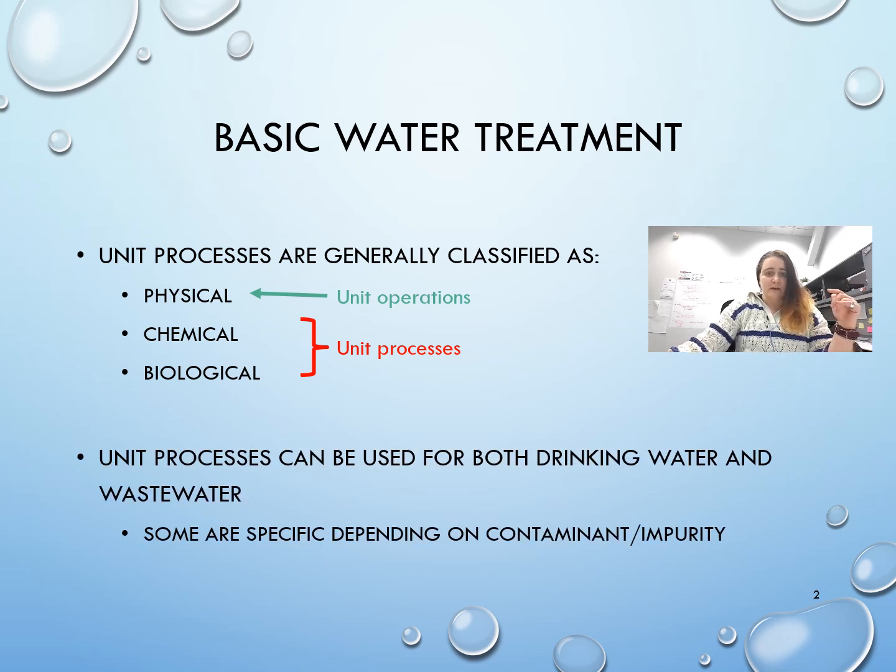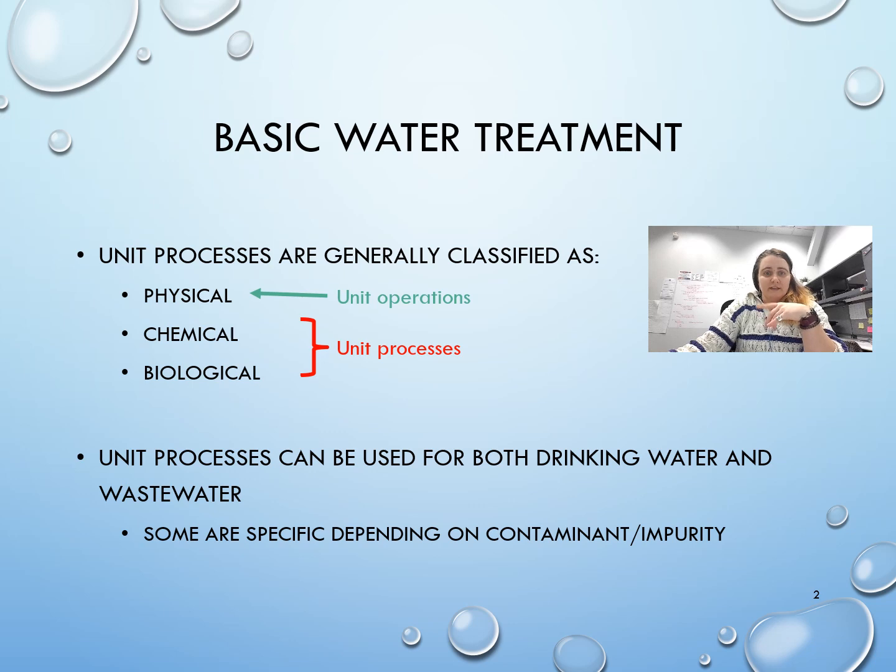So these unit processes can be used for both drinking water and wastewater. Some of them are going to be specific to the contaminant or the impurity you're looking at, and some of them are going to be specific to water or wastewater because there's different characteristics between the two. So if you want to make yourself a list, physical processes are things like sedimentation, flotation, or granular bed filtration. So we're not adding chemicals and we're not using biology. We're just using gravity. We're using sand. We're using air. So no chemical addition. So physical things: sedimentation, flotation, granular bed filtration.